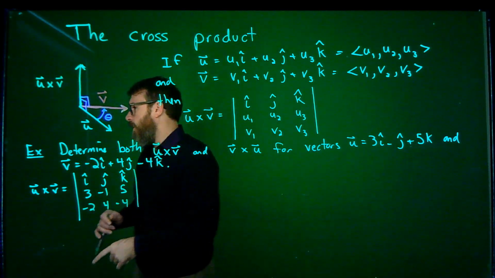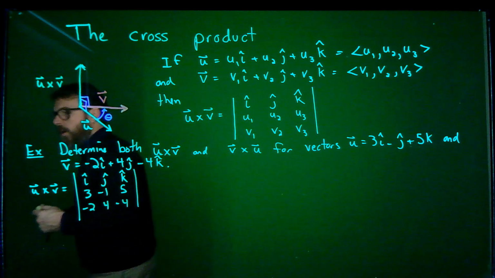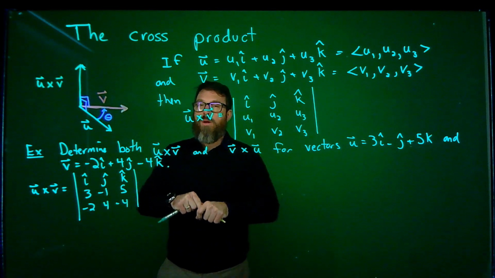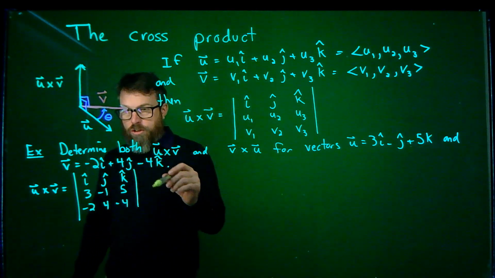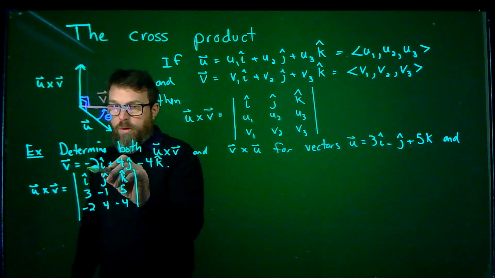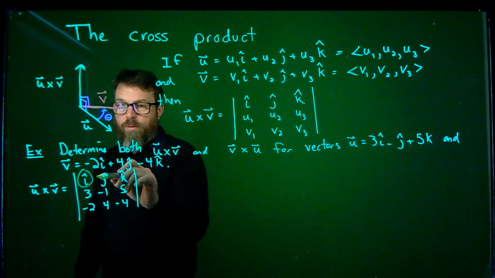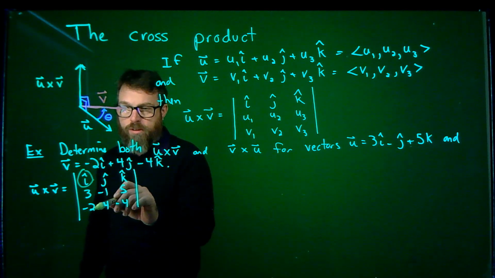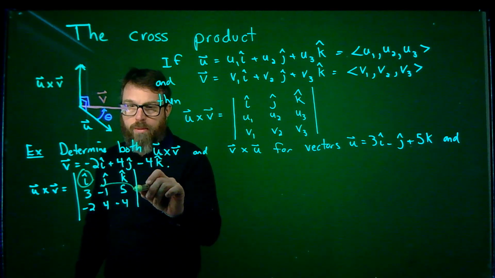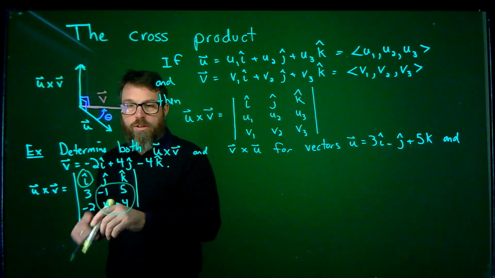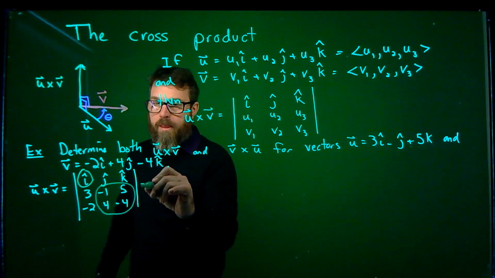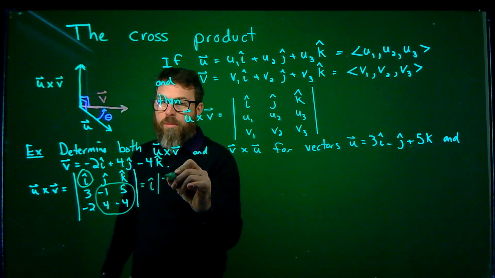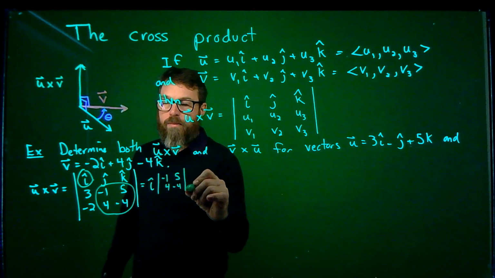Now the way we find the determinant is I'm going to do a row 1 expansion. So starting with row 1, we start out with this i, and then what you have to do is you cross out the first row and also the first column, and then you take the determinant of this. So this is going to be equal to i times the determinant of minus 1, 5, 4, minus 4.